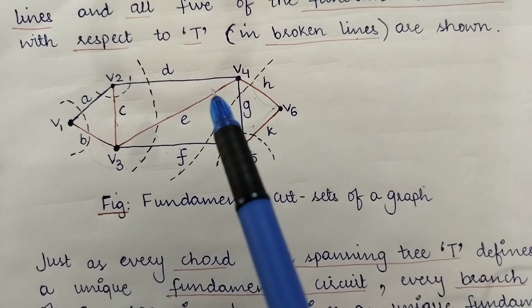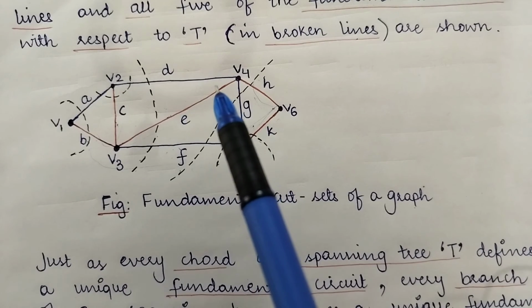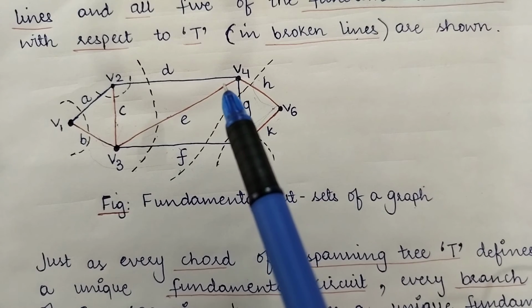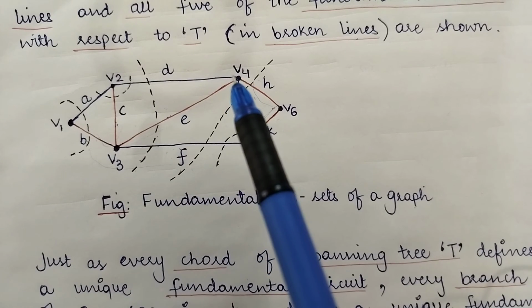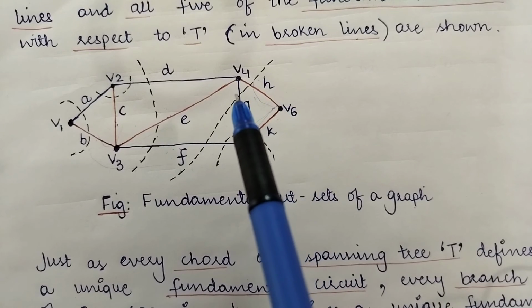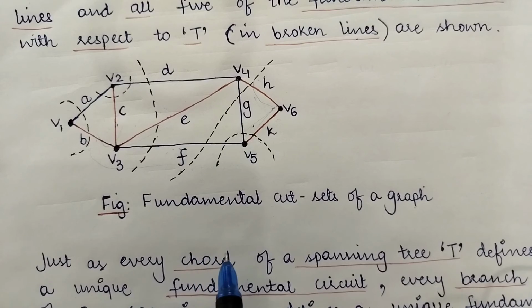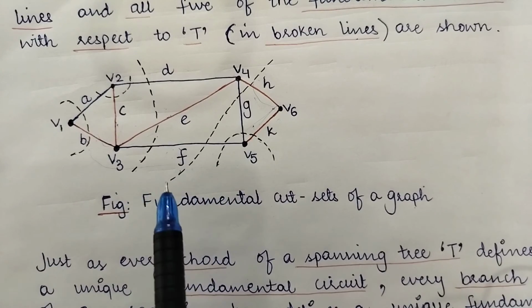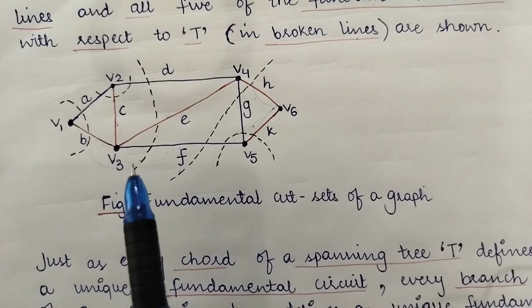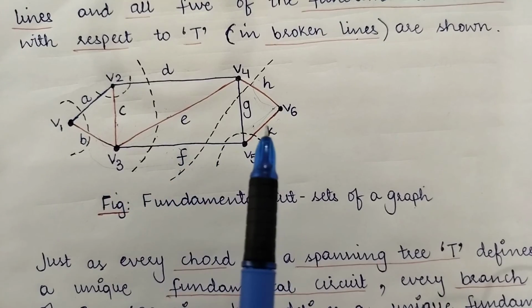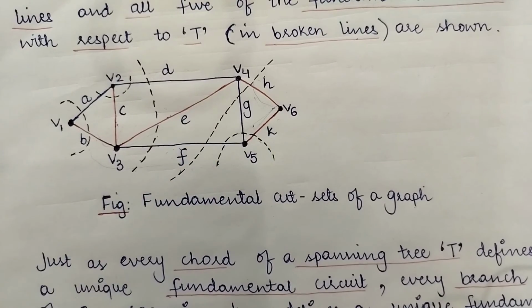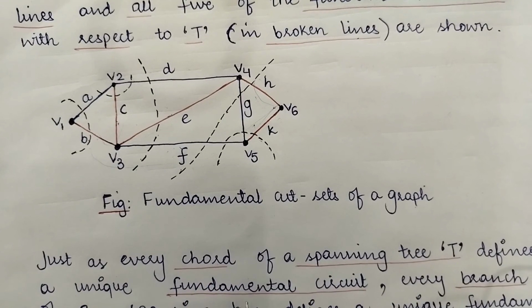Just like you saw that in a fundamental circuit, every chord is unique to a fundamental circuit, no two fundamental circuits in the same connected graph with respect to a particular spanning tree would have the same chord. Similarly, no two fundamental cut sets of a connected graph with respect to a particular spanning tree would have the same branch. So just like a chord is unique in every fundamental circuit with respect to a spanning tree, a branch is unique in every fundamental cut set.